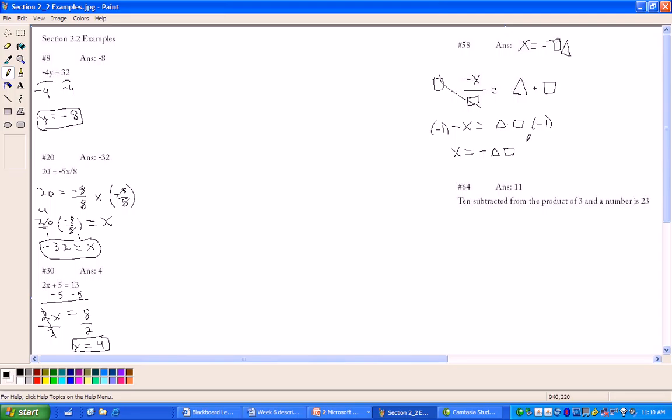The last one we're going to work is number 64. This is putting a word problem into an equation. 10 subtracted from the product of 3 and a number is 23. This says 10 subtracted from something, so we're going to have something minus 10. 10 subtracted from, okay, that's this part right there. The product of 3 and a number. Anytime you see a number, that means a variable. Product means multiplication, so 3x minus 10. They say all of this is 23.